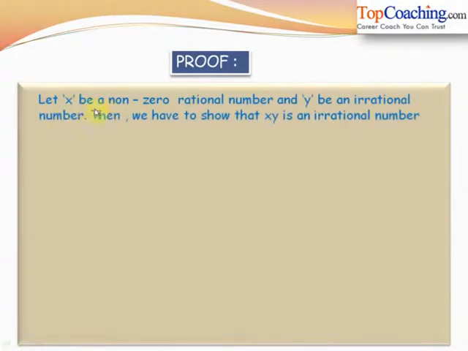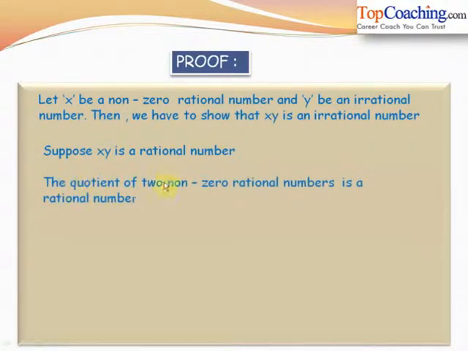Let x be a non-zero rational number and y be an irrational number. We have to show that x into y is an irrational number. Again we are going to take the case that suppose xy is a rational number. Now the quotient of two non-zero rational numbers is always a rational number. So when we divide any rational number by another rational number, the result is always a rational number.